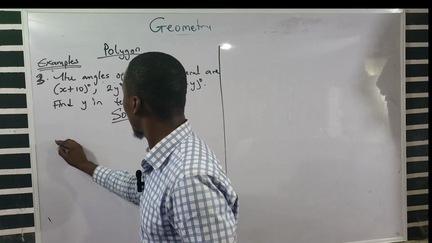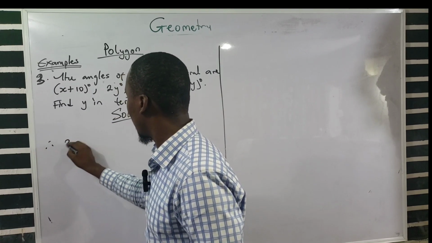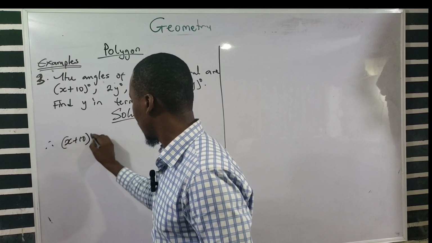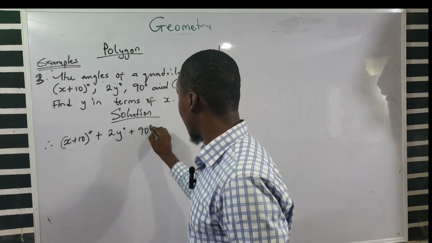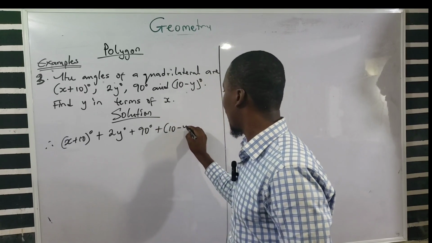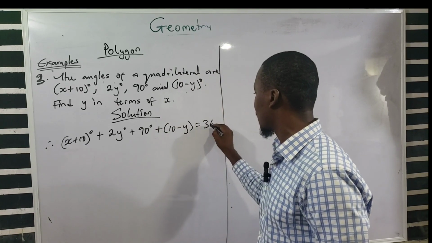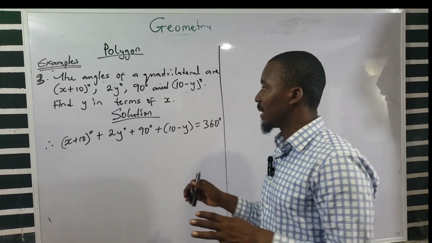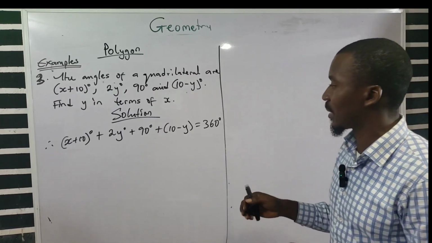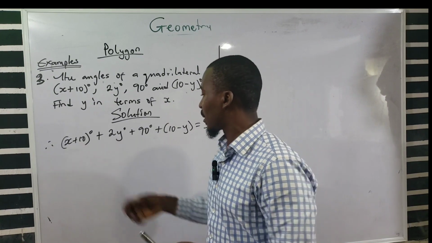So that will give you x plus 10 plus 2y plus 90 plus 10 minus y equals 360 degrees. Why? Because the sum of angles in a quadrilateral will give you what? 360 degrees. Open the bracket and collect like terms.